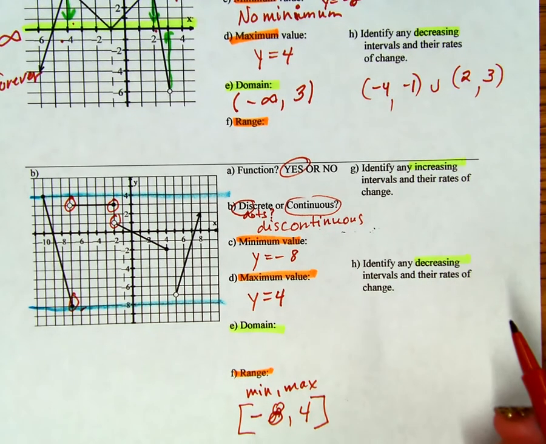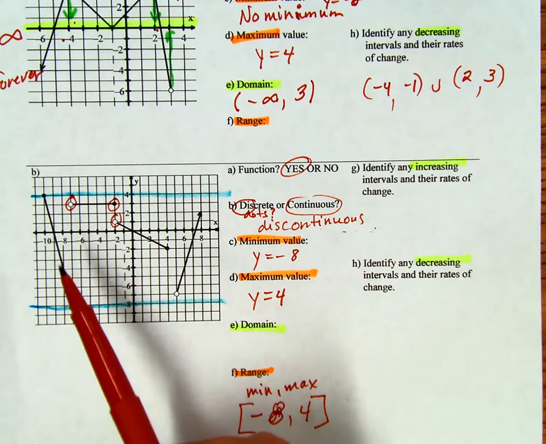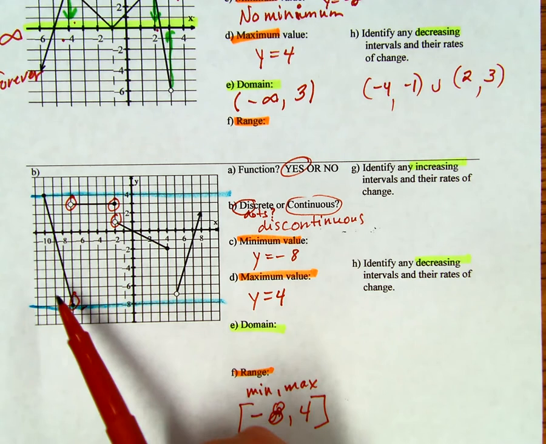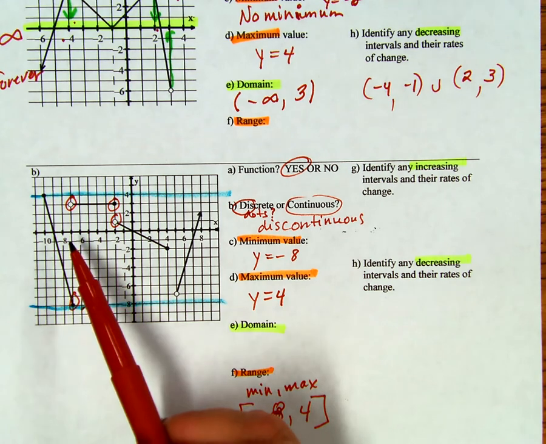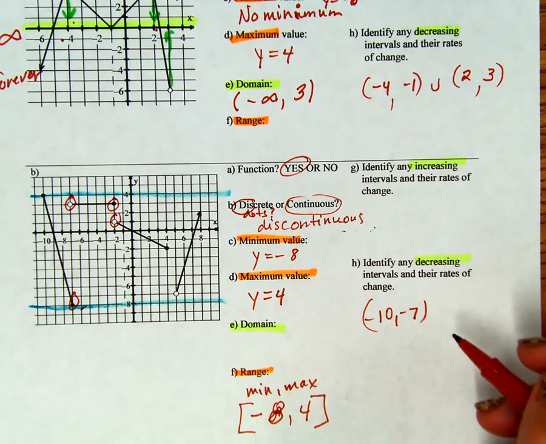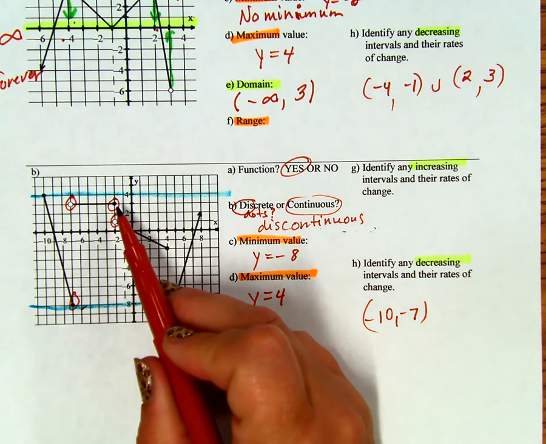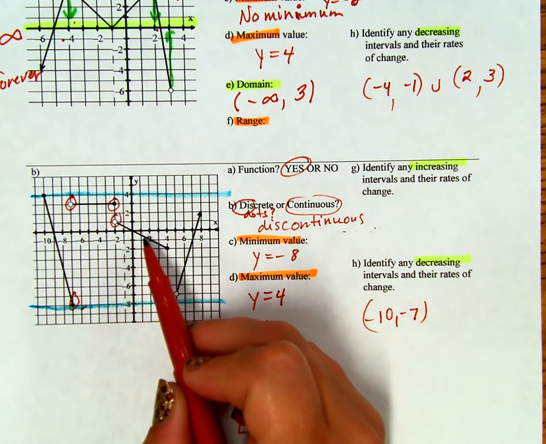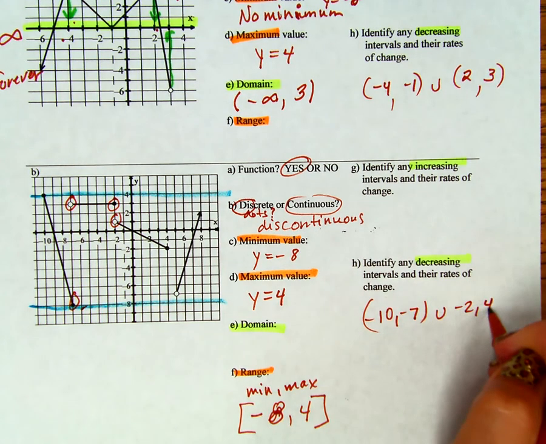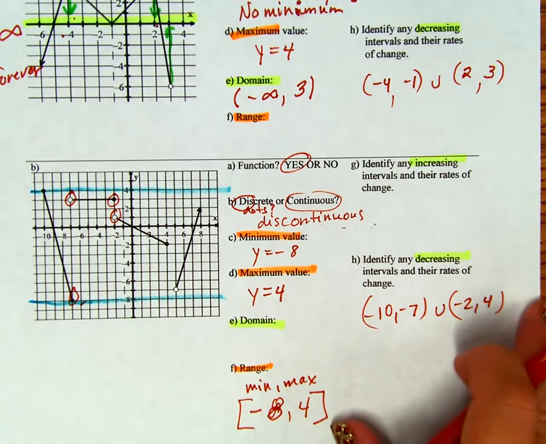All right, let's identify any areas of decreasing intervals. First one, if I walk across the graph, this is going down. So from -10 to -7, it's going down. Use open brackets for all increasing and decreasing. This is going flat, so we're going to talk about that in a second. From -2 to 4, it's also going down. And those are my two areas of decreasing so far.